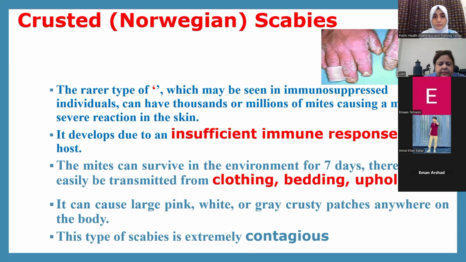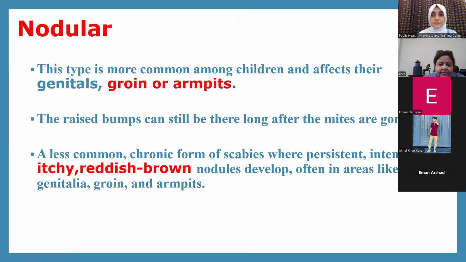Second, next please. It looks like a rash. The crust is Norwegian scabies, a rare type which may be seen in immunocompromised individuals and can have thousands or millions of mites, causing a more severe reaction in the skin. It develops due to an insufficient immune response in the host. The mites can survive in the environment for 7 days, so it can easily be transmitted from clothing, bedding, and upholstery. It can cause large pink, white, or gray crusty patches anywhere on the body. This type of scabies is extremely contagious. Next, please. See the diagrams.